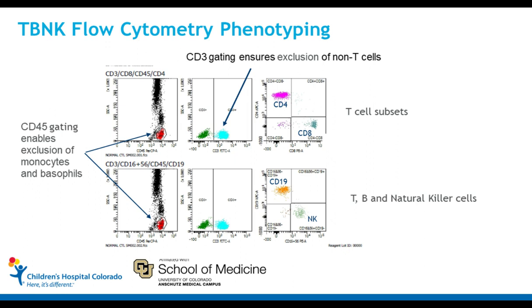Similarly, taking a look at the plots on the bottom row on the right-hand side, we can separate out non-T cells into CD19 B cells and natural killer cells. And so a very simple flow cytometry assay using about 50 microliters of blood allows us to enumerate all of these lymphoid cells in the periphery and look at the numbers and percentages.